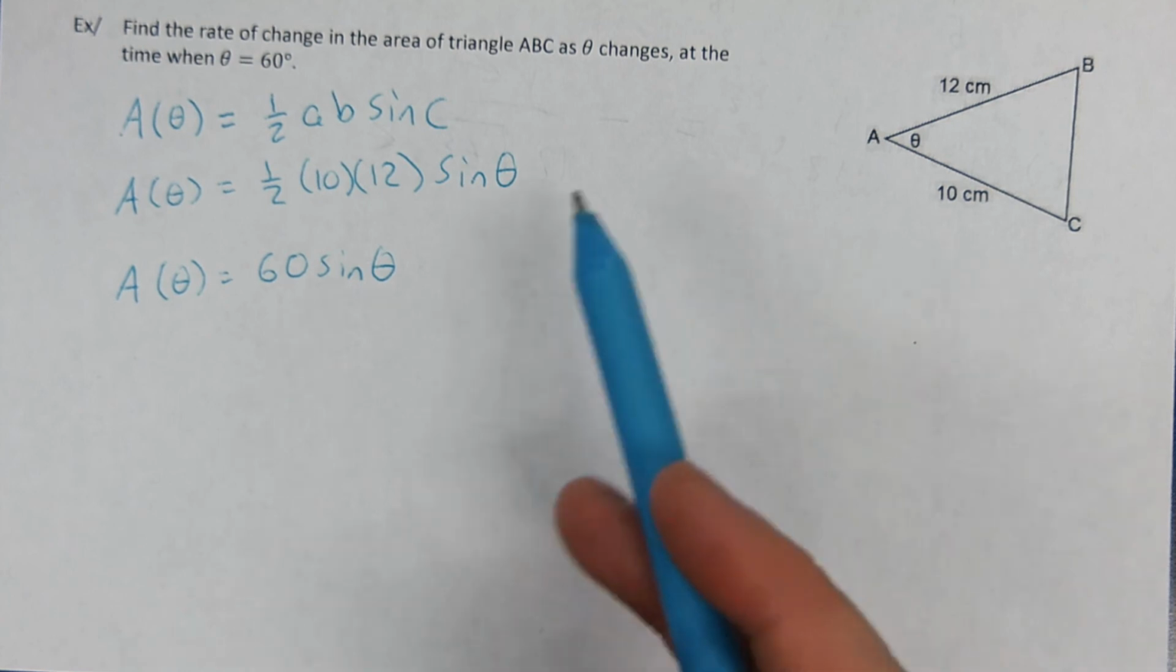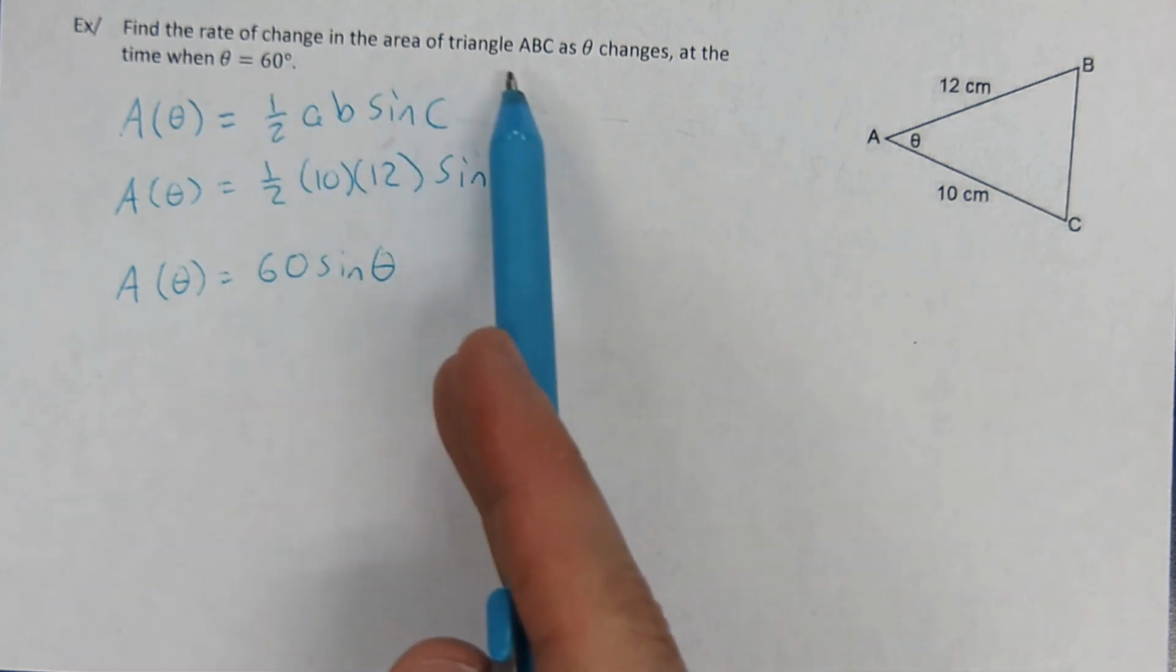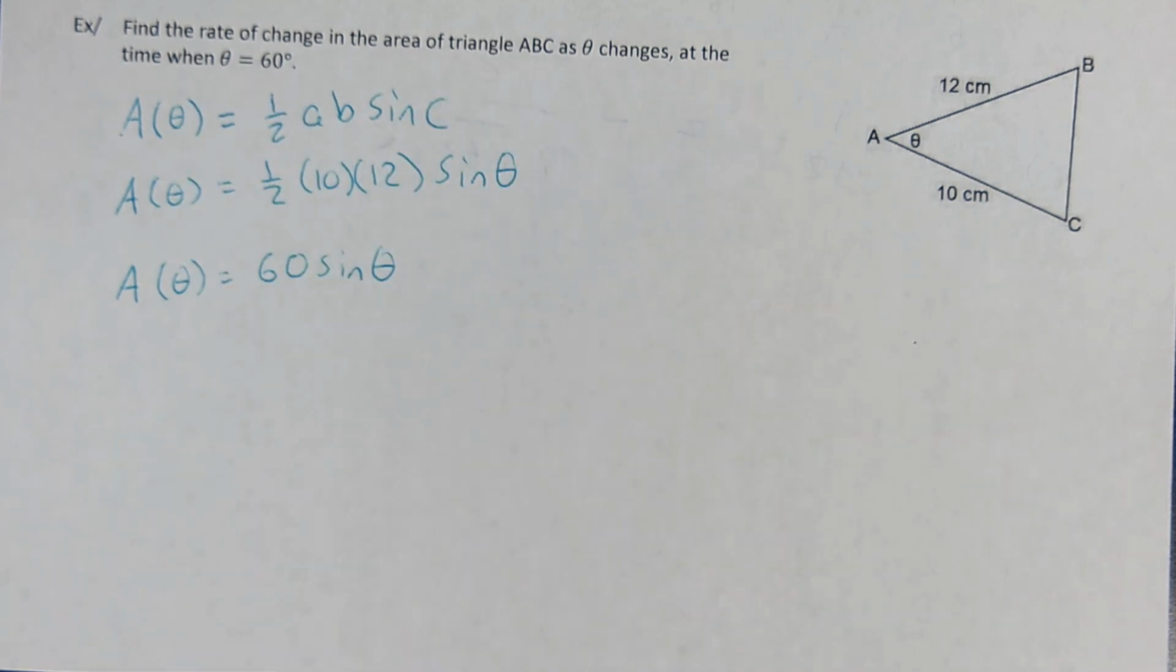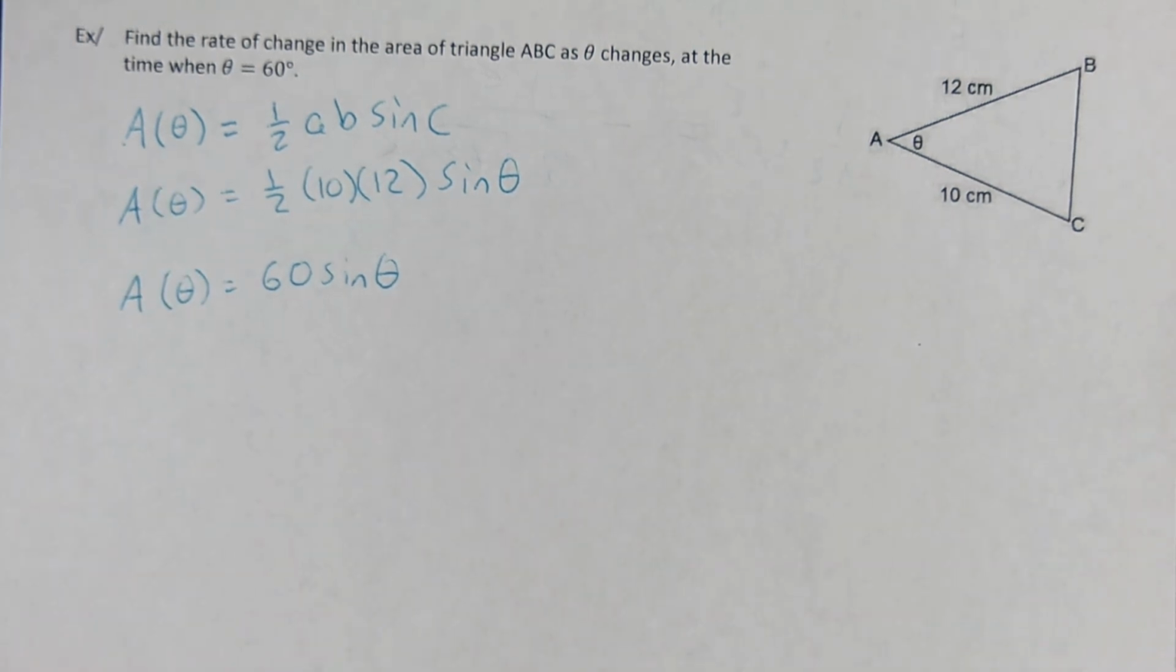So it says, find the rate of change of the area at the time when theta is 60. It's not saying what is the area when theta is 60. It wants to know how fast the area is changing as theta grows from 0 to 90. Along the way, we'll take a quick peek at 60 and see what the rate of change was. That means we need to find the derivative of our area function.